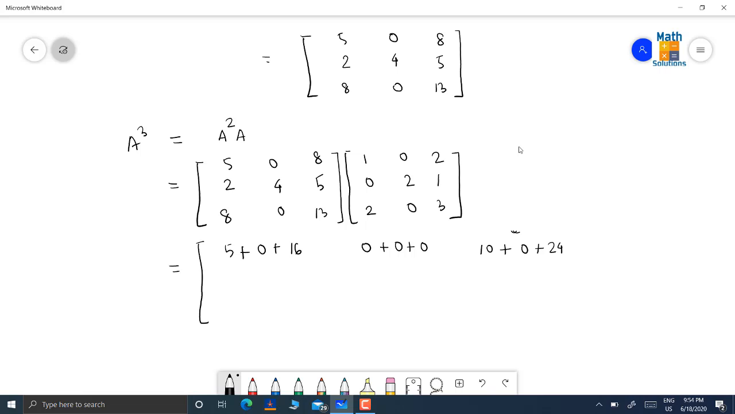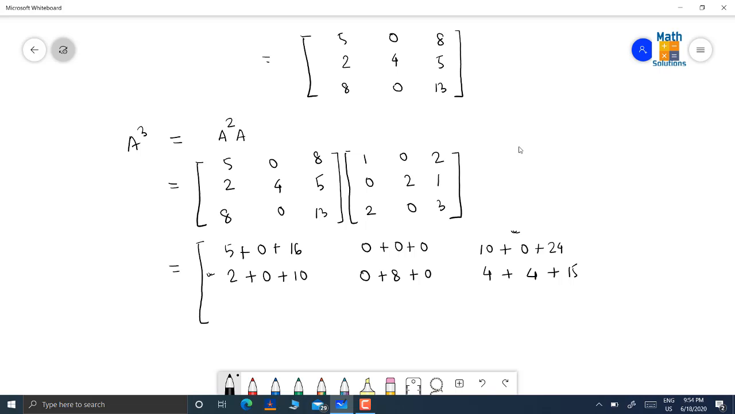Then coming to the second row, in the second row, first column, we get 2 plus 0 plus 10. Then 0 plus 8 plus 0. Then again 4 plus 4 plus 15. After that, while coming to the third row, we have to consider the third row of the first matrix and the first column of the second matrix.